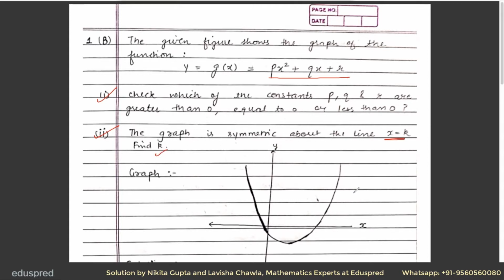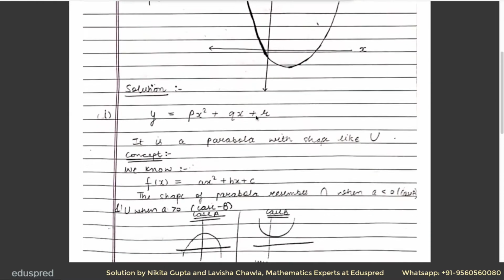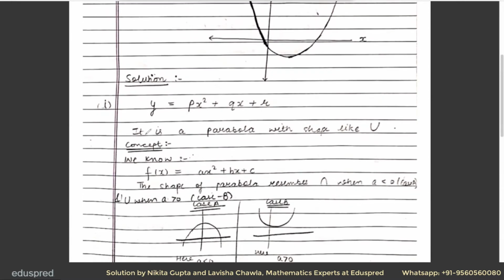As you can see, this is your graph, which is a U-shaped curve opening upwards. Before discussing the solution, let's quickly learn something about the parabola so that you can answer such questions if there are any variants of it in your exams as well. So the general form of parabola is usually ax square plus bx plus c. Now, as you can see, this is a quadratic function.